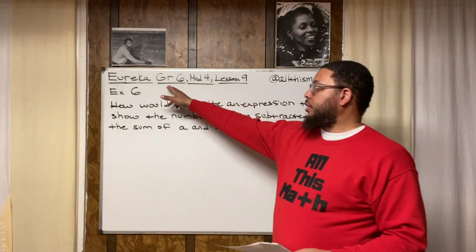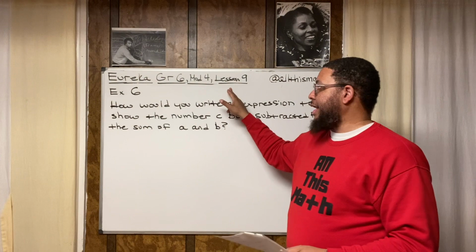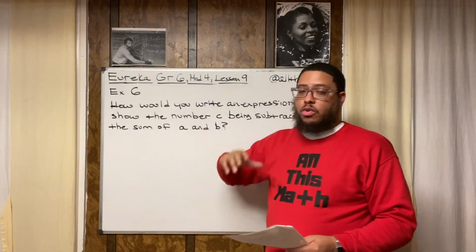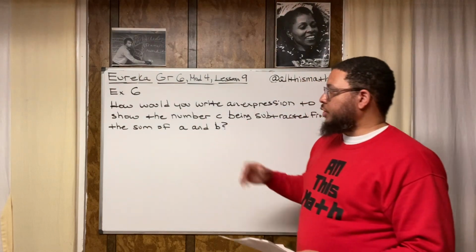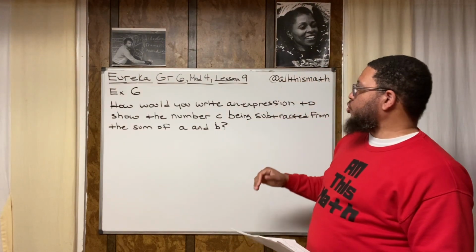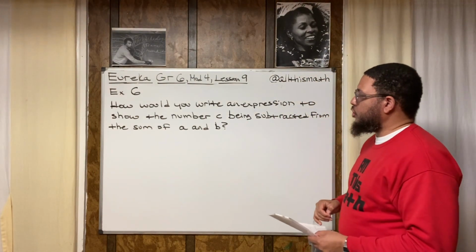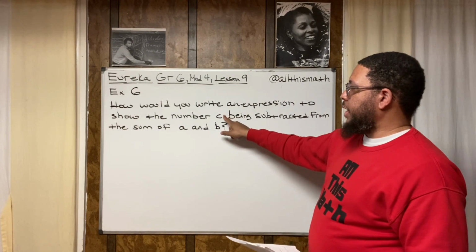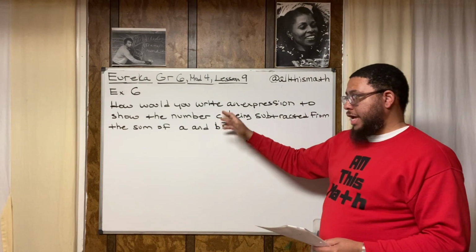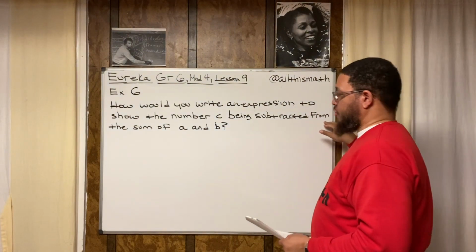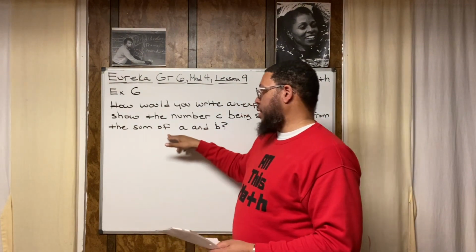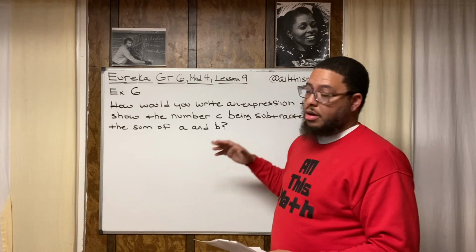We're on Eureka, grade 6, module 4, lesson 9, example 6. We already ran through examples 1 through 5. We're on example 6 now. Let's read the question. It says, how would you write an expression to show the number C, right? C is a variable, it's a letter. So actually, clearly it's not a number, right? The number C being subtracted from the sum of A and B, all right?